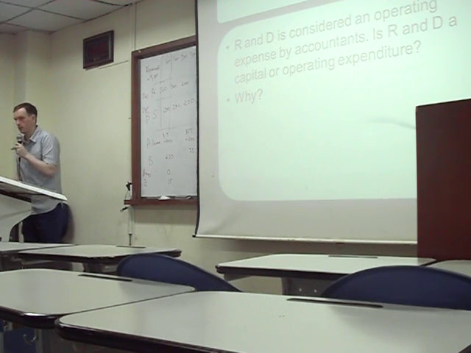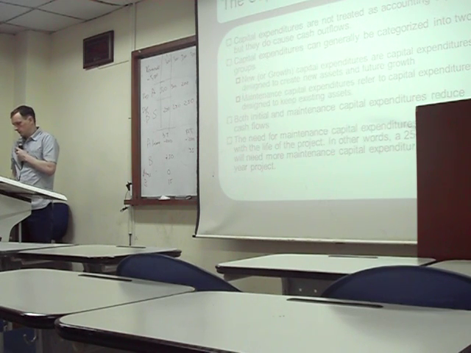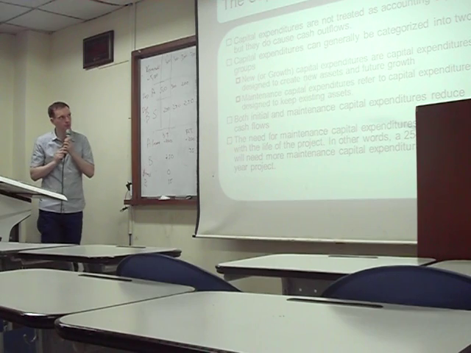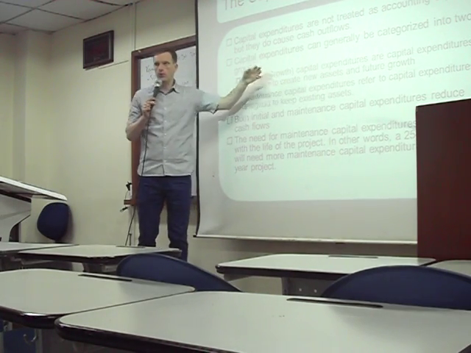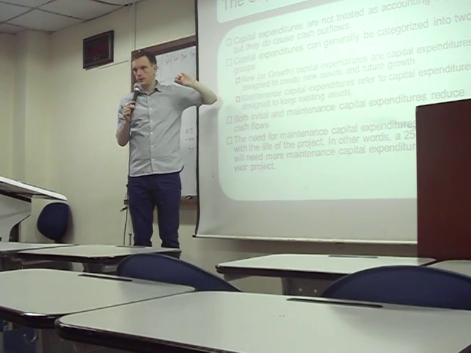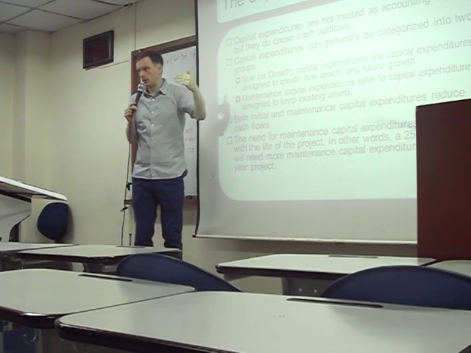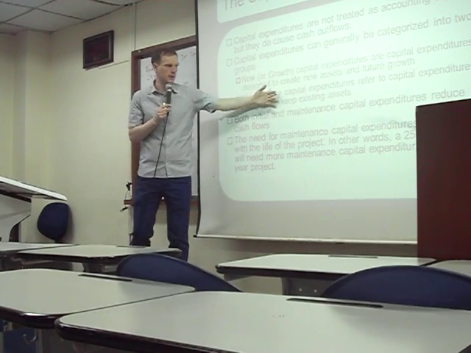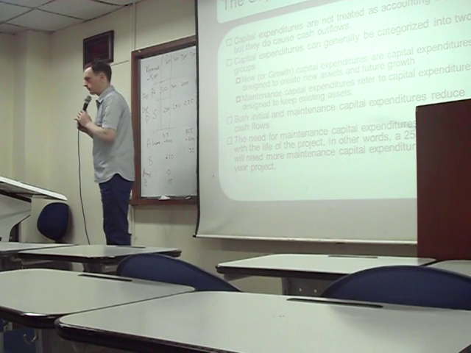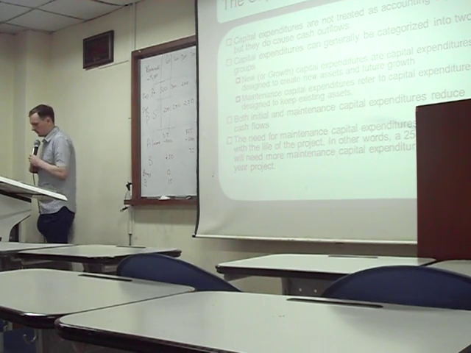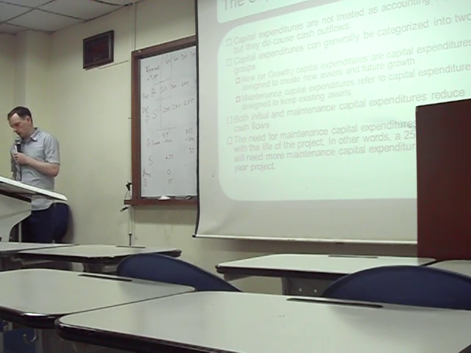Okay, do you have any question about that? No. Okay. So capital expenditures can be generally categorized into two groups. New or growth capital expenditures designed to create new assets and future growth, like R&D or building the new theme park. Okay, and then maintenance capital expenditures, which is fixing the things. Okay, repair and fixing. Both of these reduce cash flows.